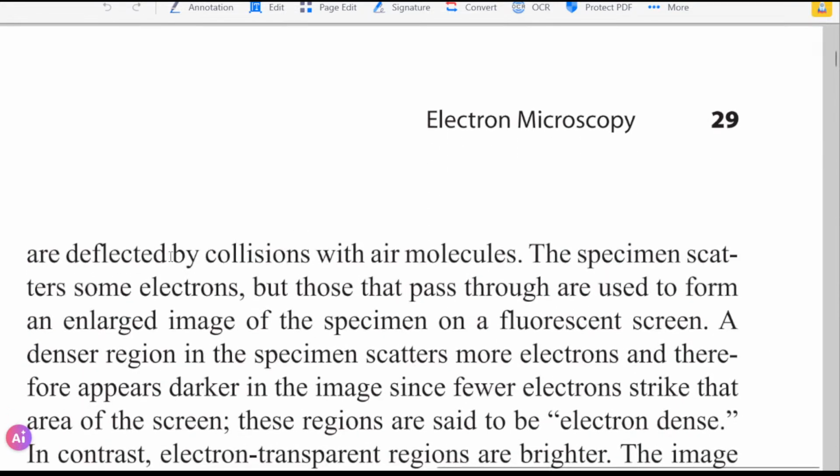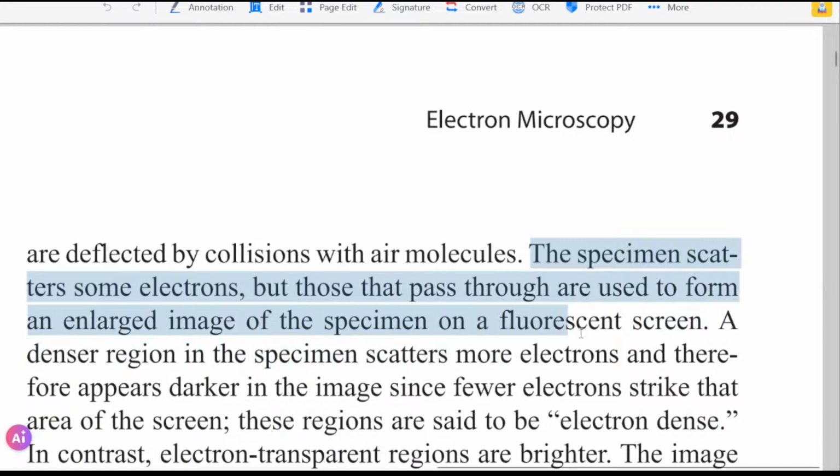So electrons replace the light by what? When they are deflected by the collisions with air molecules. The specimen scatters some electrons, but those that pass through are used to form an enlarged image on a fluorescent screen. Alright, so they indirectly use the electrons. I think I misread that sentence in the previous way. They don't use the electrons directly, they just use their energy capabilities, right?